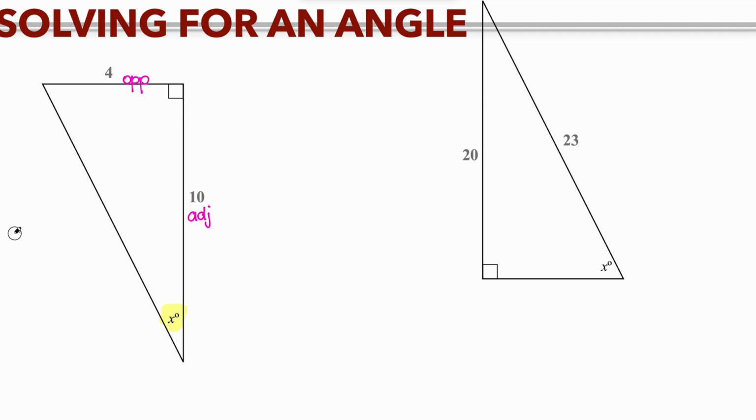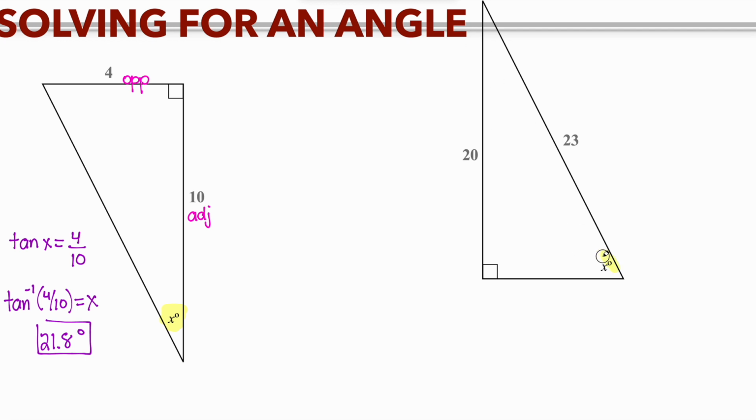So in this case, we're going to be using tangent, because O and A, opposite over adjacent. So because we're looking for an angle, we are going to do the inverse. So second tangent of 4 divided by 10 will give you 21.8 degrees.